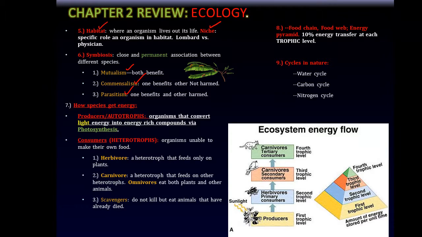And then we talked about how organisms get their energy. We talked about producers, or autotrophs, those living things that are able to make their own energy by a process called photosynthesis. Everybody else are consumers, or heterotrophs, including ourselves, which include the herbivores, the carnivores, the scavengers, etc. We talked about the food chain, the food web, and how energy flows in an ecosystem, in the hierarchy of trophic levels, and how only about 10% of the energy is transferred from one trophic level to the next. And we concluded this chapter with cycles that occur in nature. We talked about three of them: the water cycle, the carbon cycle, and the nitrogen cycle.